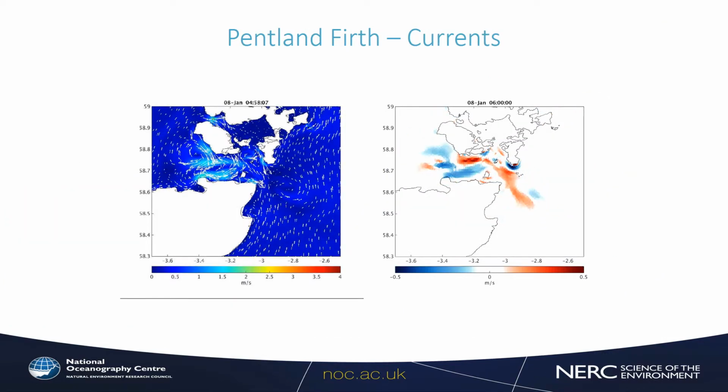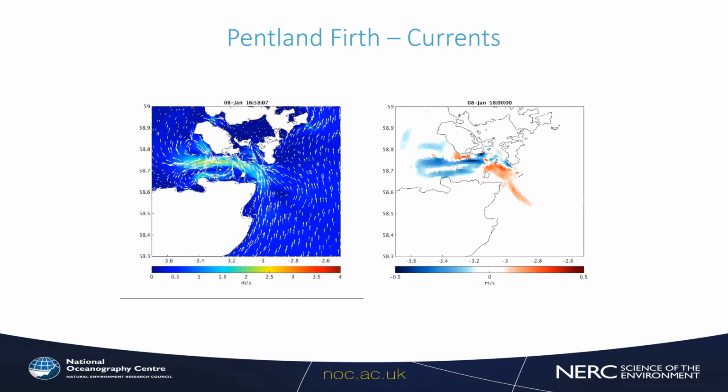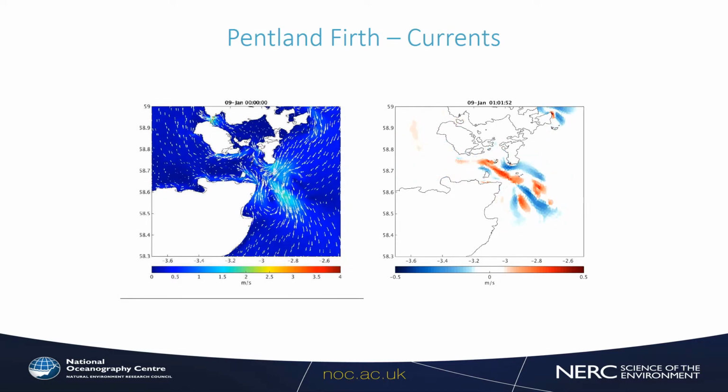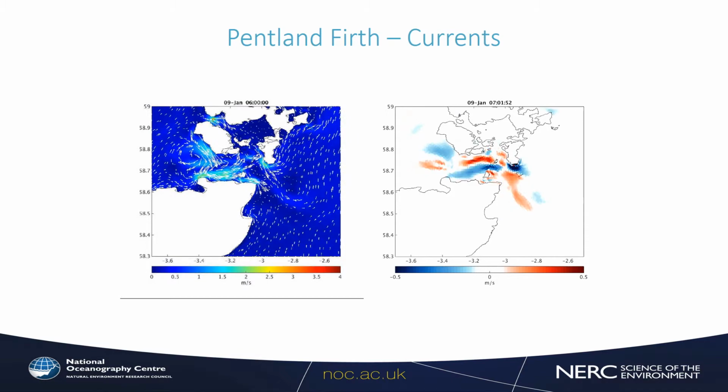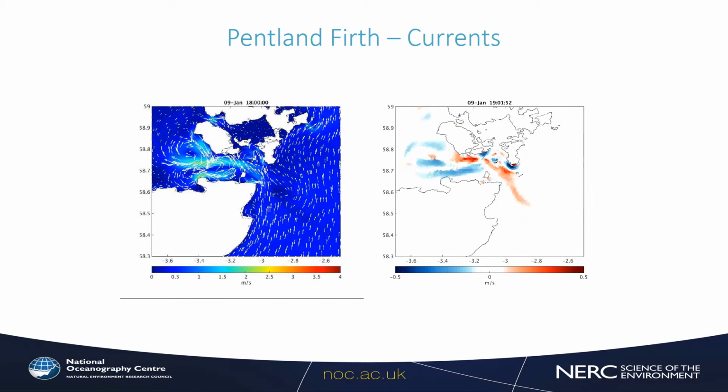This movie shows the fast tidal currents that move through the Pentland Firth in northwest Scotland. The left-hand picture shows the current speed and velocity vectors, and the right-hand picture shows how these would change if tidal energy devices were inserted into the Pentland Firth.